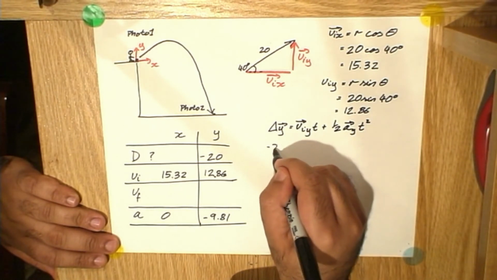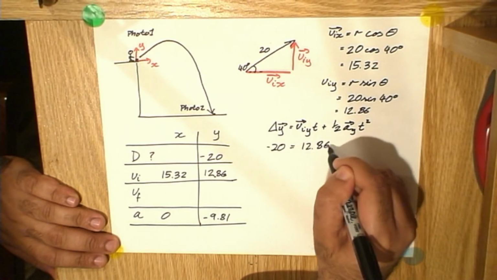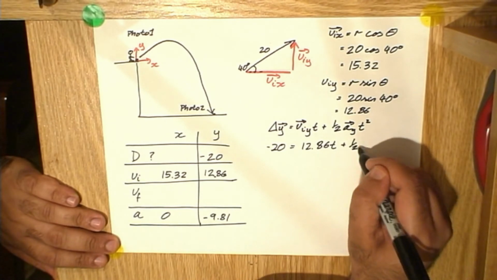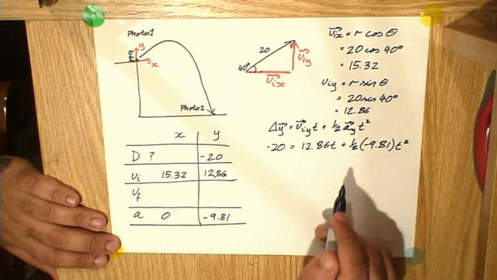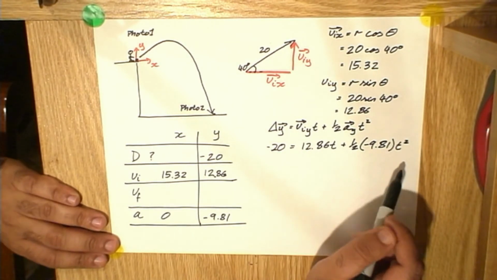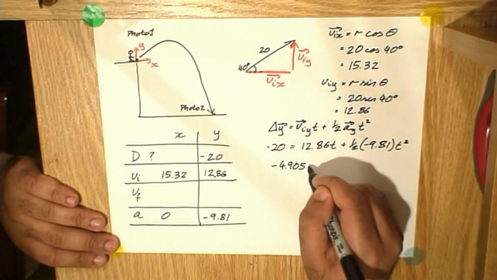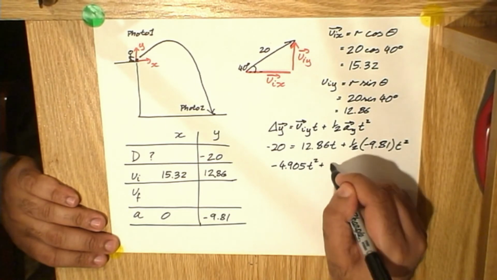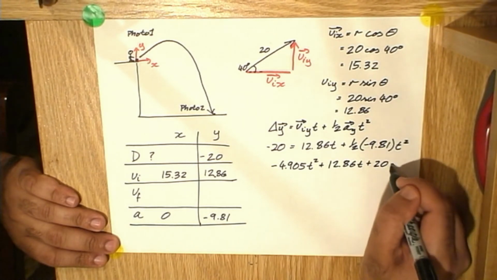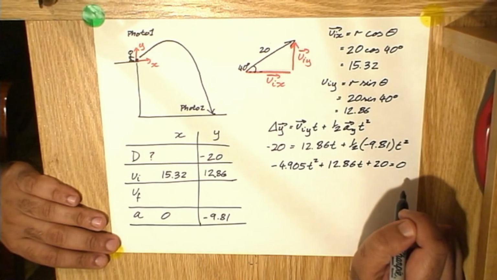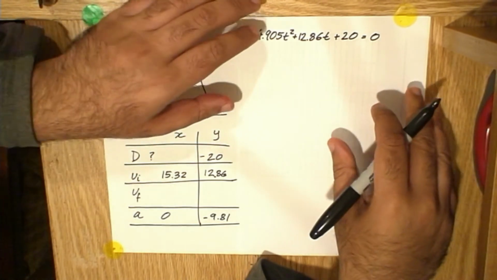So, delta y, negative 20, is equal to v initial, which was 12.86, times an unknown time, plus 1/2 times acceleration, negative 9.81, times t squared. So this is a quadratic equation. I'm going to rearrange this somewhat: negative 4.905 times t squared plus 12.86 times t plus 20 is equal to 0. So here is our quadratic equation. We can solve this using the quadratic formula.